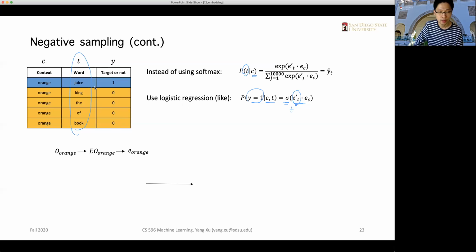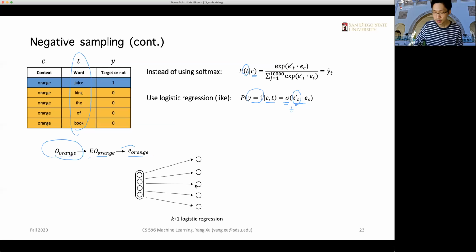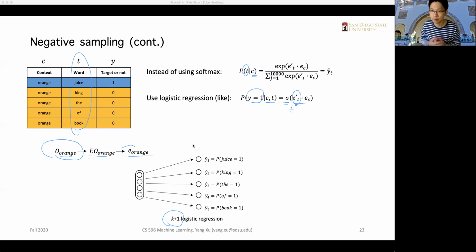All right. So let's look at the mathematical equations here. Remember that we use big O to indicate the one-hot encoding for the word orange, and if we use the embedding matrix E times big O, it gives us the embedding vector for orange. So this time the output layer is not all possible words in the vocabulary, but instead it's just k+1 logistic regression outputs, because we assume that we just need to sample one positive example and k negative examples. So in total, it is just k+1 outputs, each of which is a logistic regression output unit. These output units estimate the probabilities for both the target word and the negative samples.